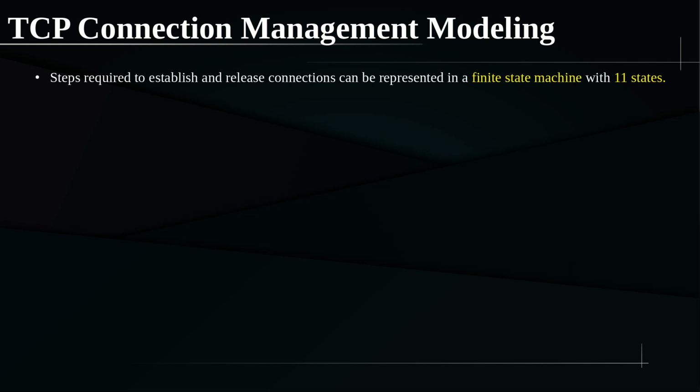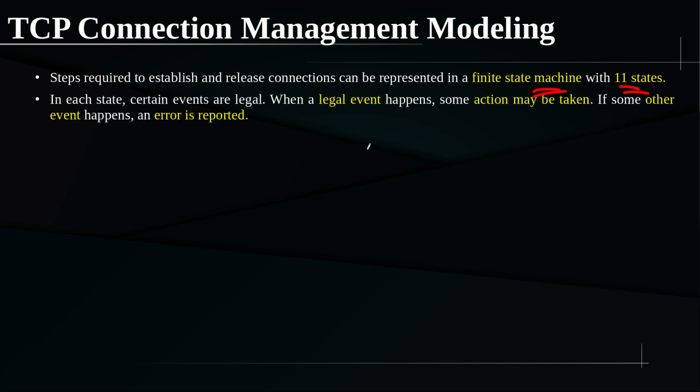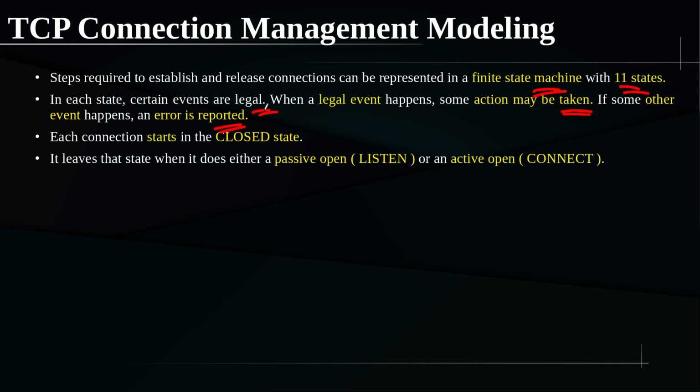So the modeling is something like this. It's modeled like a finite state machine, with 11 states, right? In each state, certain events are legal. When a legal event happens, some action may be taken. If some other events happen, an error is reported. So the connection starts in the closed state initially, and it leaves that state when it does either a passive or an active open, moving on to some other active state.